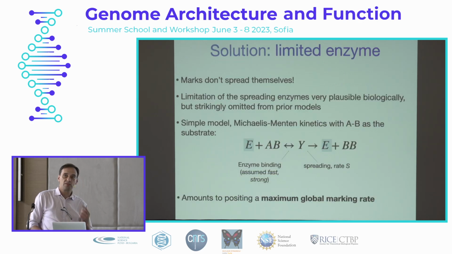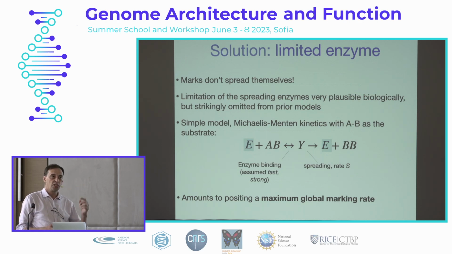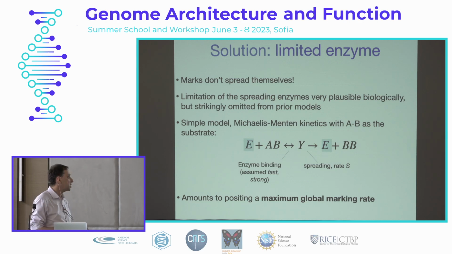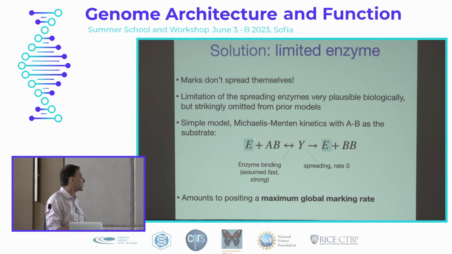So then we realized there is one thing that is missing in these models. And this one thing is the concentration of the enzyme. We assumed that the spreading can happen anywhere in the nucleus, independent of where else it's happening at the same time. And we said, well, that cannot really be the case because you have a finite pool of enzymes. So let's introduce a finite pool of enzymes that lead to the spreading of the mark.